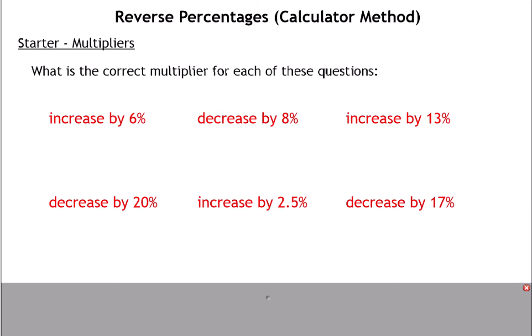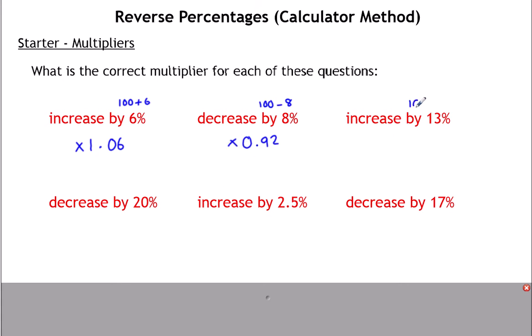Okay, so for the first one, it's an increase. So we need to do 100 plus 6. 100 plus 6 is 106. 106% is 1.06. And so you would times by 1.06. The second one is a decrease, so take away. 100 take away 8 is 92. 92% as a decimal is 0.92. So you would times by 0.92 to decrease by 8%.